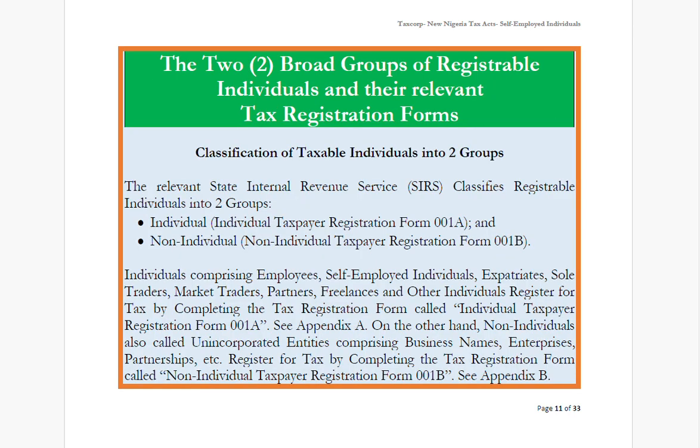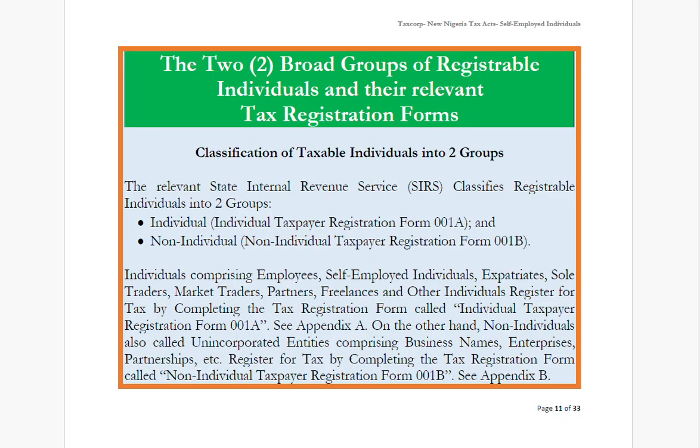The two broad groups of registrable individuals and their relevant tax registration forms. So we look at the forms which any of these two groups use to register for tax. The relevant State Internal Revenue Service classifies registrable individuals into two groups. The first group is called the individual. The individual uses Individual Taxpayer Registration Form 001A, while the second group, the non-individual, uses Non-Individual Taxpayer Registration Form 001B. We will see more on these forms.